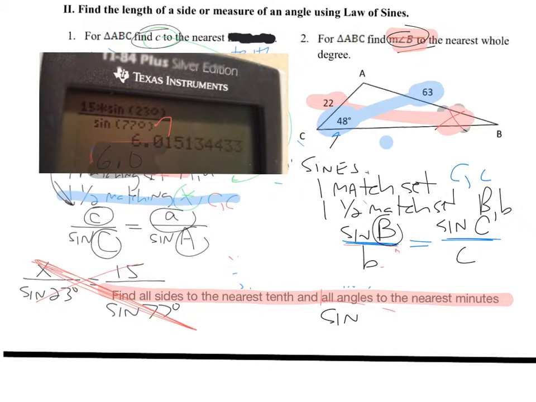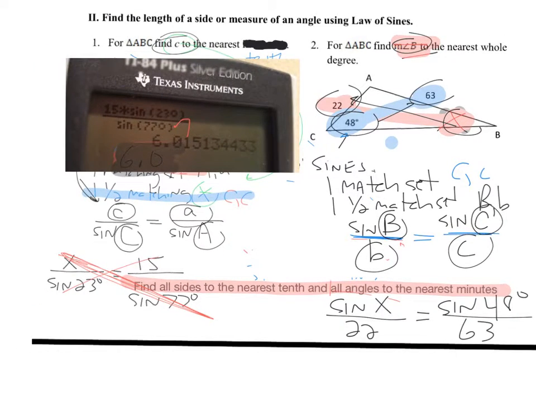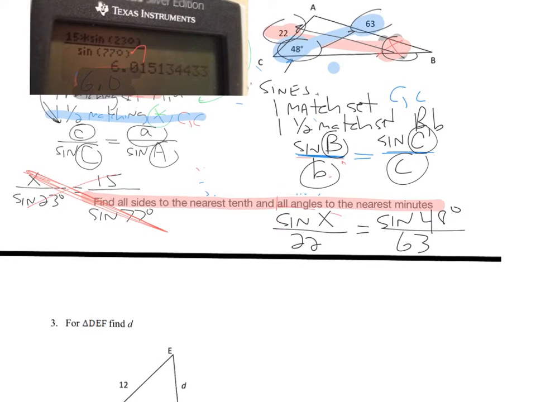Well, that's what I'm solving for, so maybe the sine of x over little b, which you're told is 22, equals the sine of angle C, which they tell you is 48 degrees, divided by little c, which you're told is 63. So here I'm going to go about cross-multiplying to solve for x. So here I'm going to have 63 times the sine of x. That equals 22 times the sine of 48.